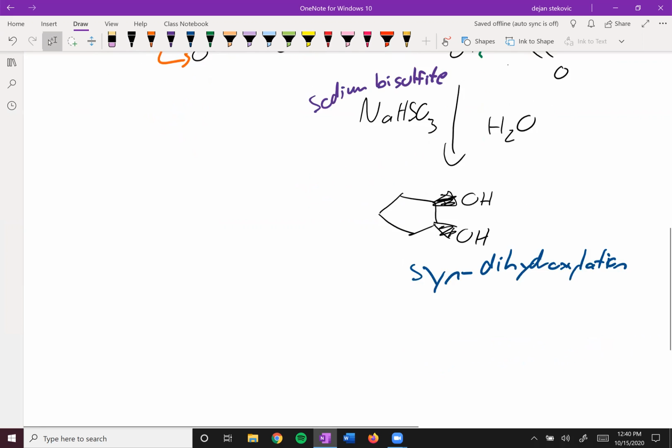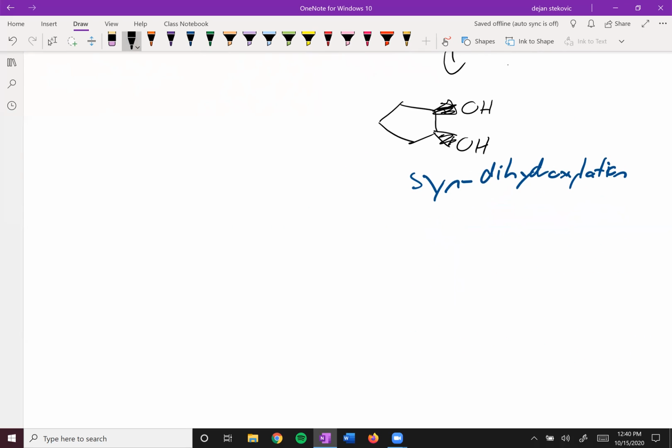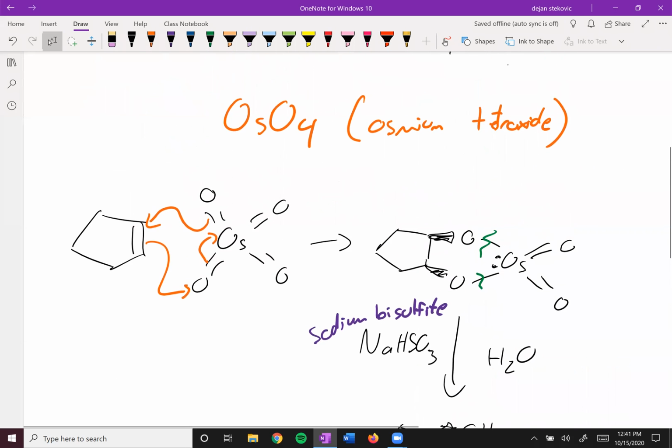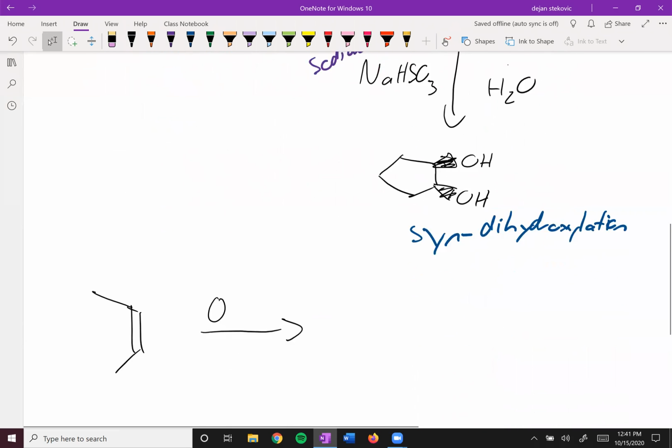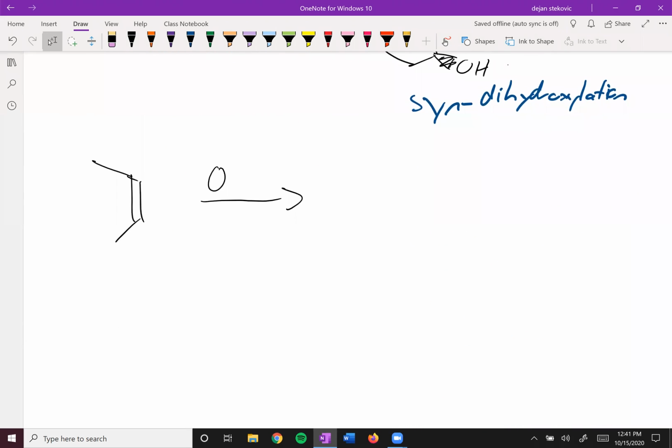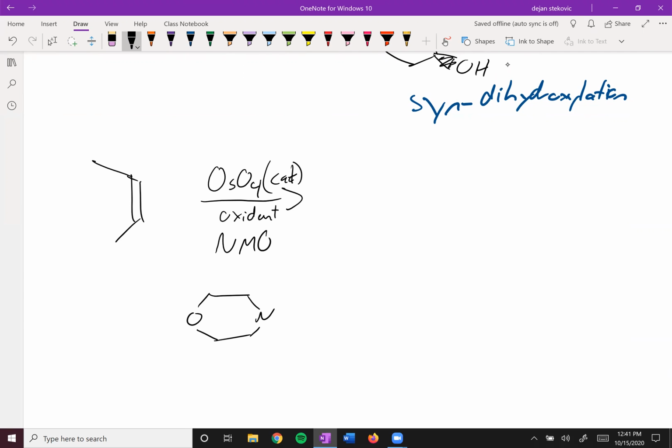Osmium is actually very toxic and expensive, so you can use other things to help along this reaction. So you can do this osmium and sodium bisulfite reaction. In that case, you're going to have to use a lot of osmium. Another option is to use a catalytic amount of osmium and then add some kind of oxidant to this. The most commonly used one is NMO. So if you see NMO, you can really just pay attention to osmium. We're not going to look at the mechanism of this at all.